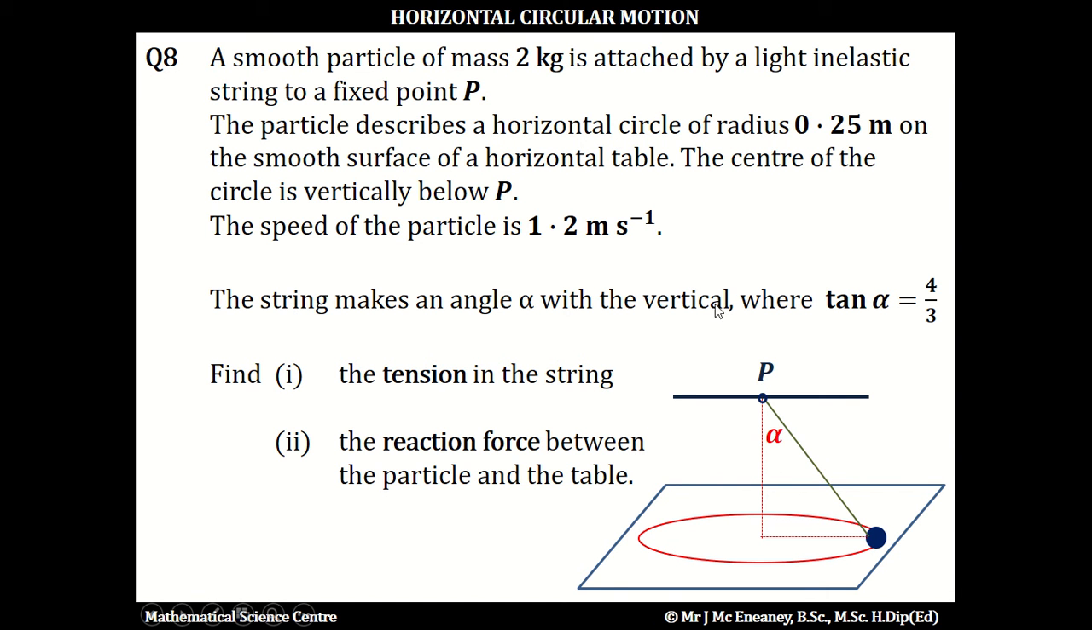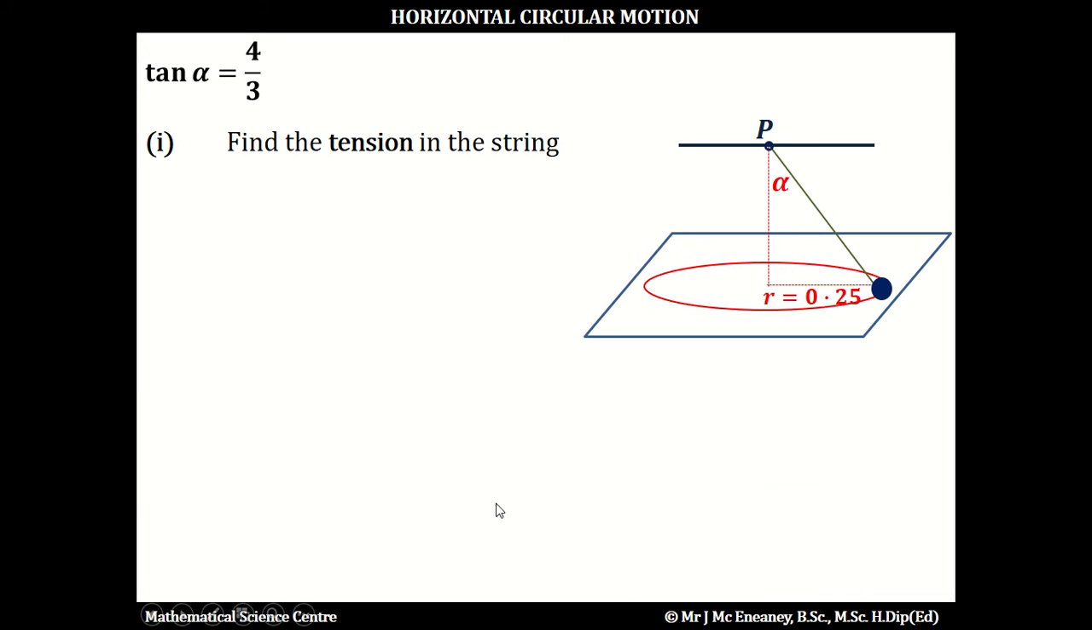The string makes an angle alpha with the vertical and the tan of alpha is 4/3. We have to find the tension in the string and the reaction force between the particle and the table. Now, if the tan of alpha is 4/3, using Pythagoras' theorem, the hypotenuse would be 5. So the sine of alpha is going to be 4/5, and the cos of alpha is going to be 3/5.